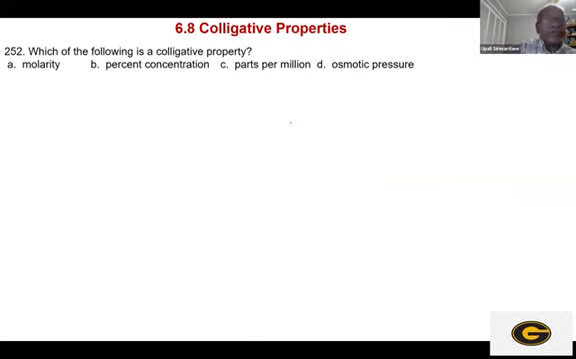Let's answer a few questions. Which of the following is a colligative property? Molarity is not a colligative property. There are 3 properties we talked about. Osmotic pressure is the only one given here. These are concentration limits. We use concentration to calculate the osmotic pressure, but concentration itself is not a colligative property.